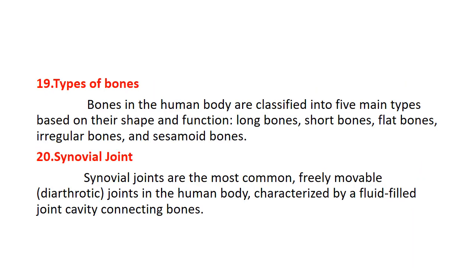Types of bones. Bones in the human body are classified into 5 main types based on their shape and function. Long bones, that is femur; short bone, carpal; flat bone, that is frontal bone; irregular bone, sacrum; and sesamoid bones. What are synovial joints? The synovial joints, which are present in the knee, are the most common freely movable joints in the human body, characterized by a fluid-filled joint cavity.